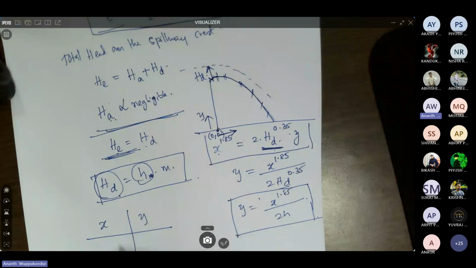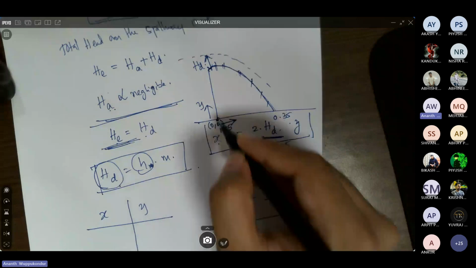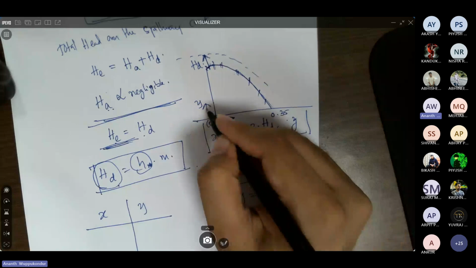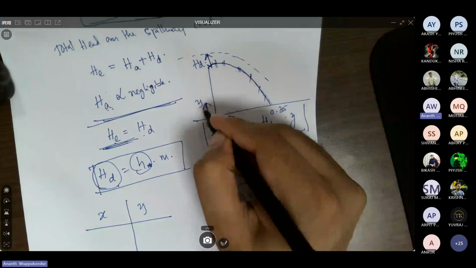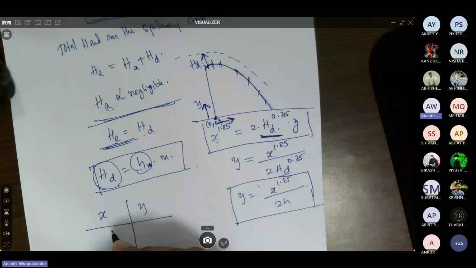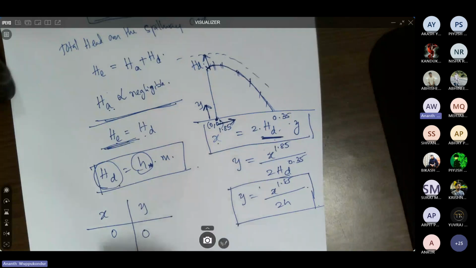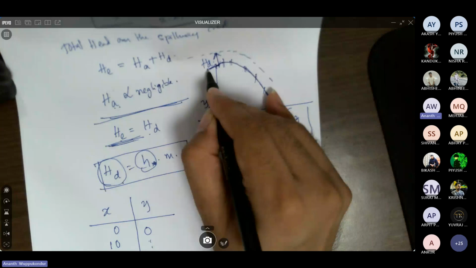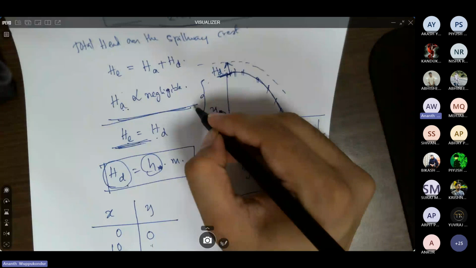So if you have X and Y, you are starting at a point 0, 0, and then you are moving horizontally and also vertically. So let's say at x equal to 0, y equals to 0, then x equals 10 meters, 20, 30, 40, 50, and so on. So you calculate what is y until you reach the height of the spillway, which will be capital H.